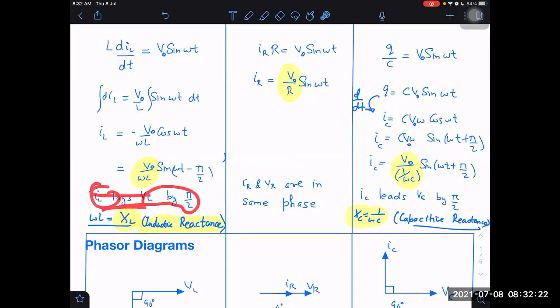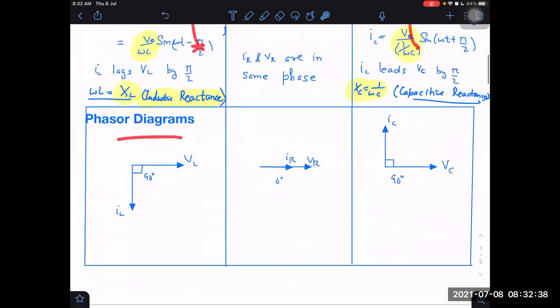Just a way to remember. Okay, and it will be leading. But this is just a trick to remember that I can think that current will be lagging because the inductor will try to oppose the current. But it is just a trick. The real mathematics is here.